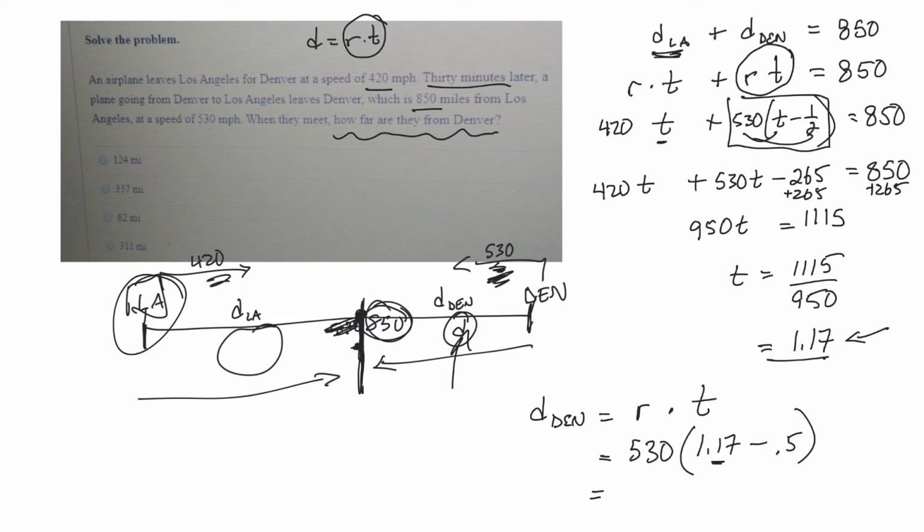Okay, so 1.17 minus 0.5 equals 0.67, and now let's multiply that by 530. So 357. So the Denver flight travels 357 miles, and that's where the two planes would meet. If you subtract that from 850, you'll get how far the LA flight goes. Okay, hopefully that helps you with that question.